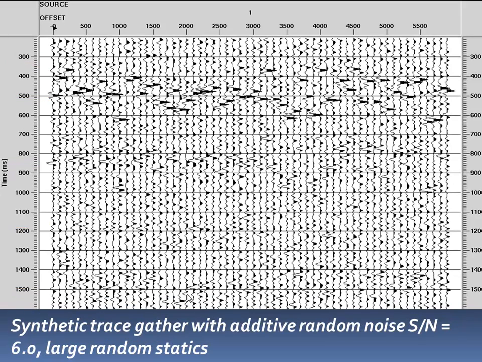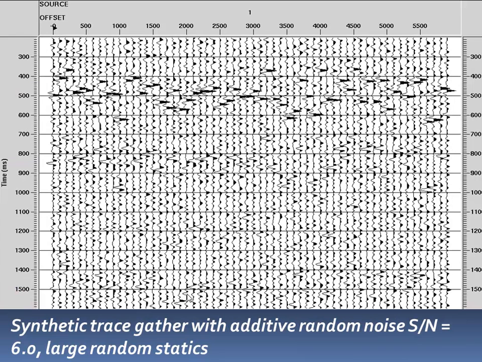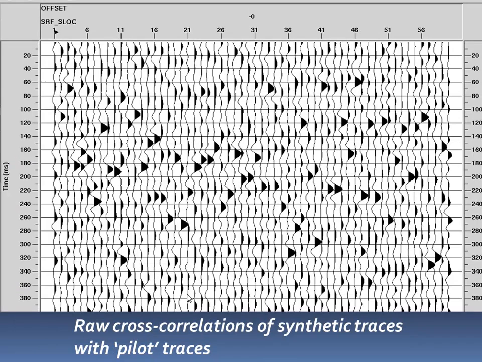So when we correlate this against this, which is how we generate our surface functions, this is the kind of thing we get. These are the raw cross correlations of the synthetic traces with the pilot traces. Those don't look too promising. Can we actually generate inverse filters from these and correct the initial data? Well, the answer is yes.